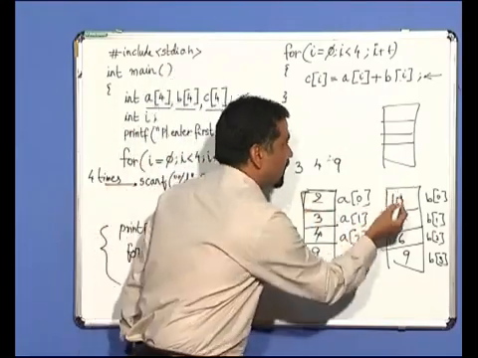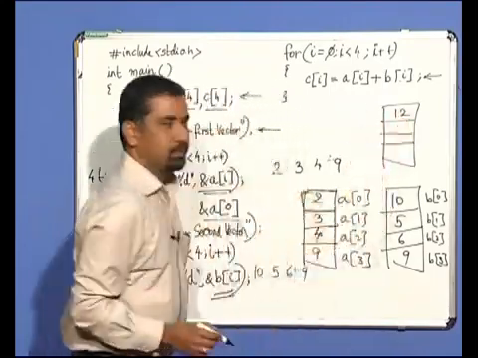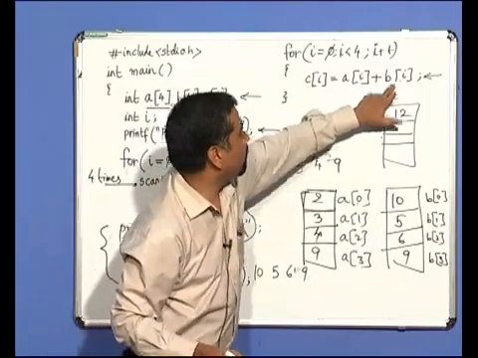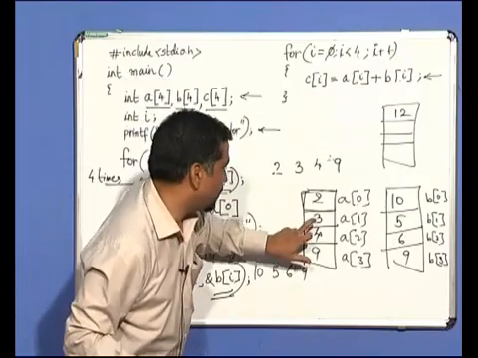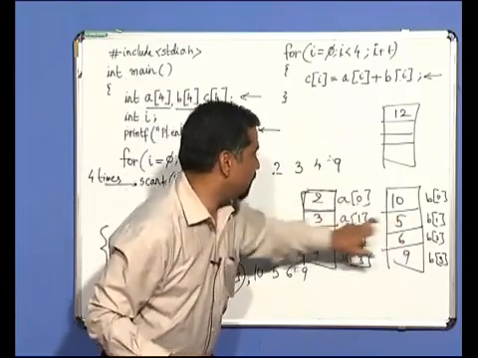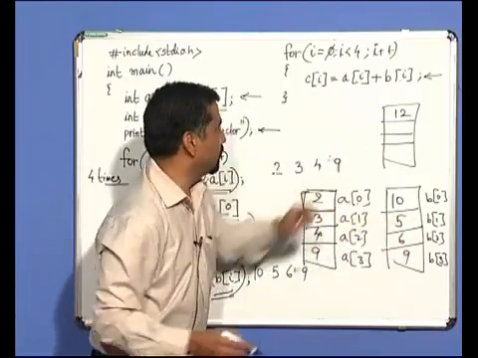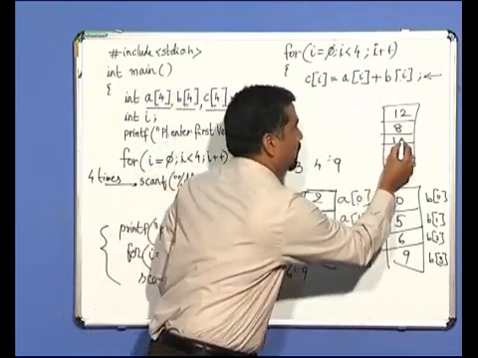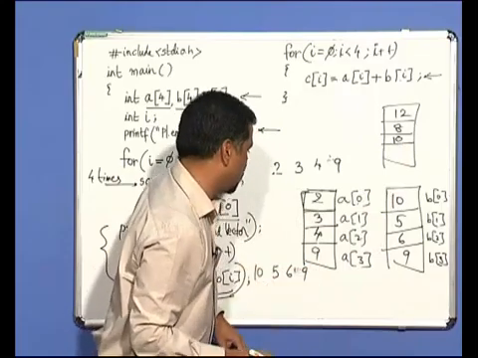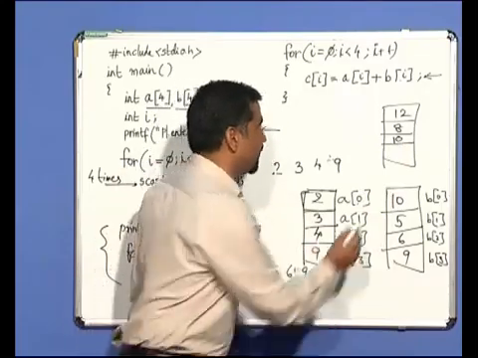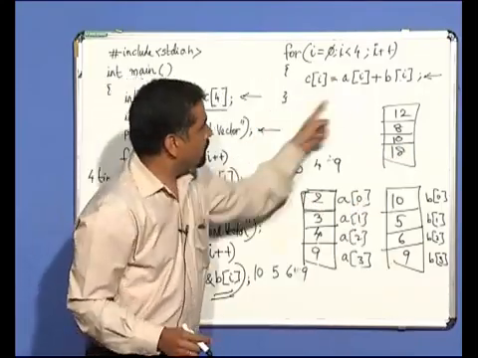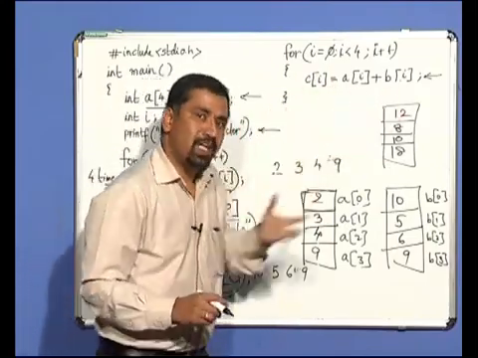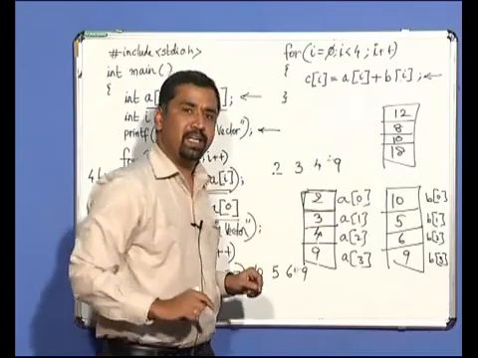So 2 plus 10 goes in. Next time it iterates, 1 and 1: A of 1, B of 1, put it into C of 1. So A of 1, B of 1, 3 and 5, added, 8. Then 4, 6, 10. Whatever, if the values are 9 and 9, this would be it. So this for loop simply iterates 4 times, and every time you are accessing the individual elements of the array and the job is getting done.